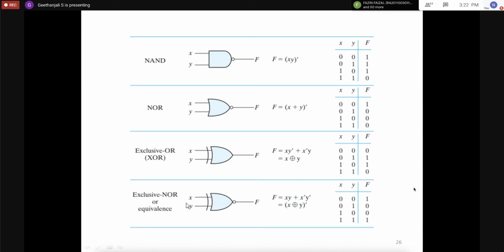Then exclusive NOR gate. NOR gate means what? Again one NOT gate you have to put. Then same, but x plus y dash, opposite. The opposite of the XOR gate is called the exclusive NOR gate.